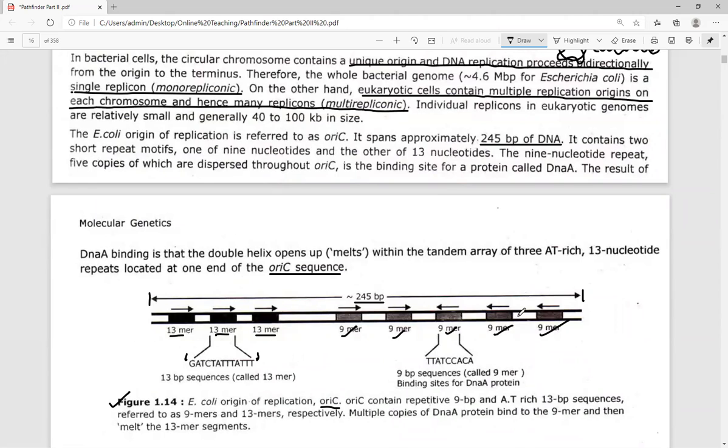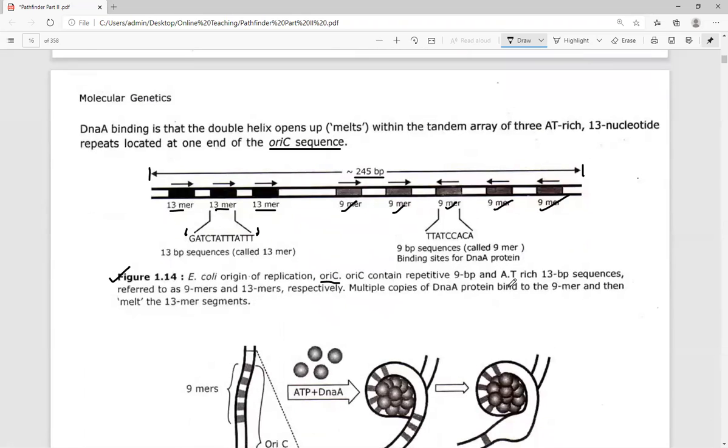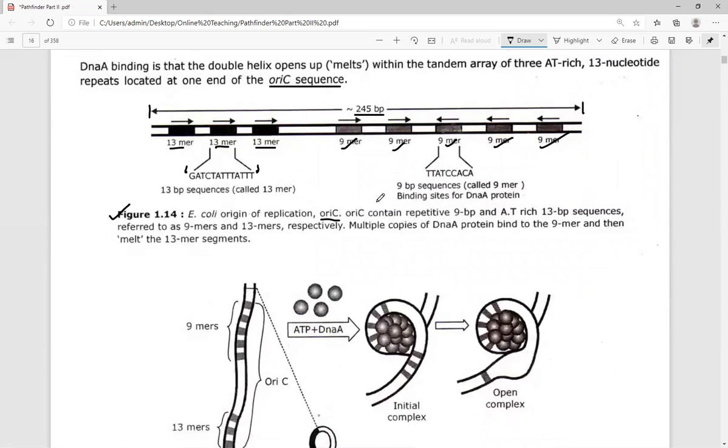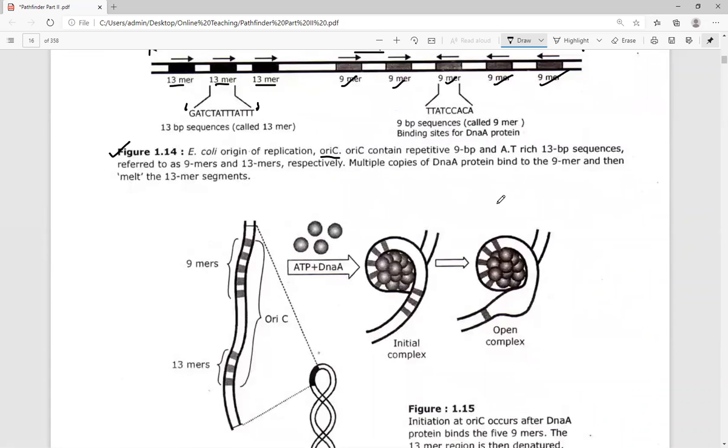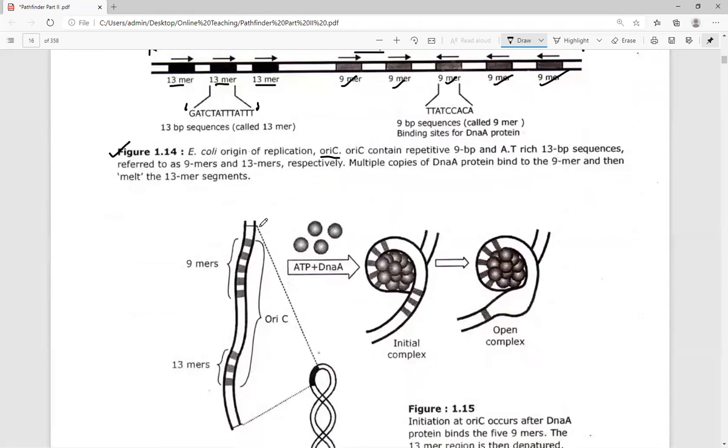Now, why are these 9-mer and 13-mer regions present, and what is their significance? The 9-mer regions are the site for the binding of the DnaA protein. After the proteins bind at the 9-mer region, the 13-mer region is going to be melted. This is what happens.